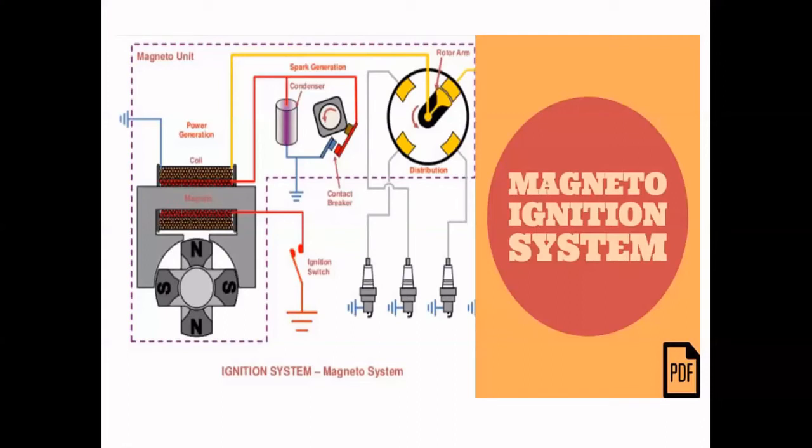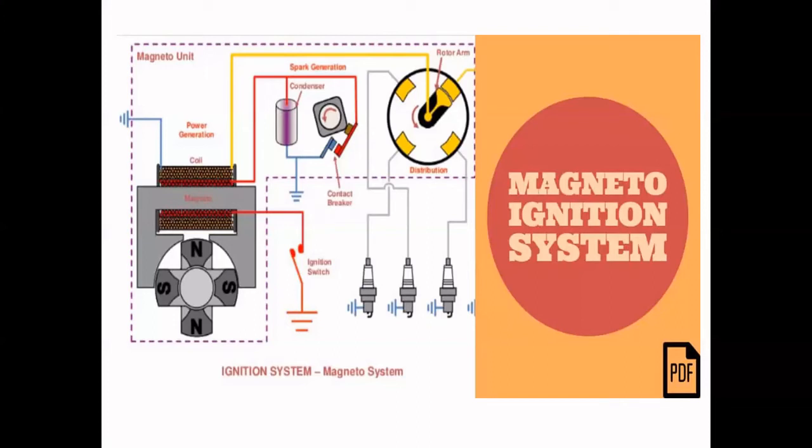First, let us come to the magneto. Once the engine starts running, with the help of the engine, the magneto starts rotating. Once the magneto starts rotating, it starts producing the current, which is nothing but voltage. As the speed of the magneto increases, it produces more voltage and more current.